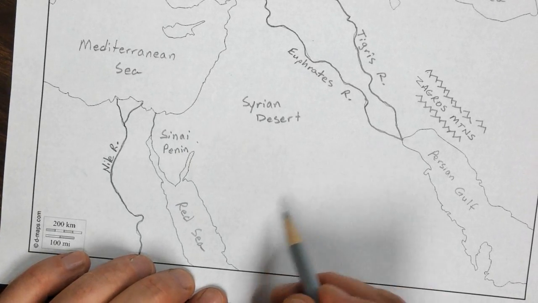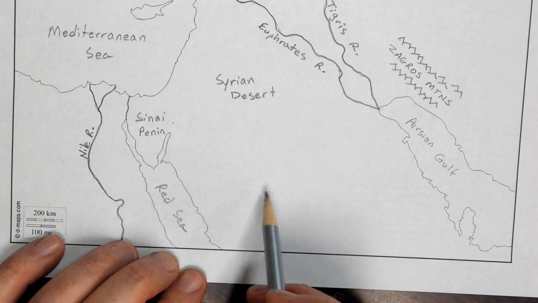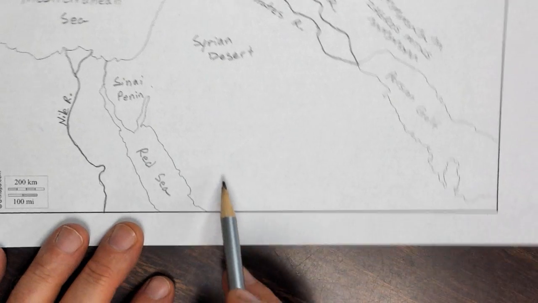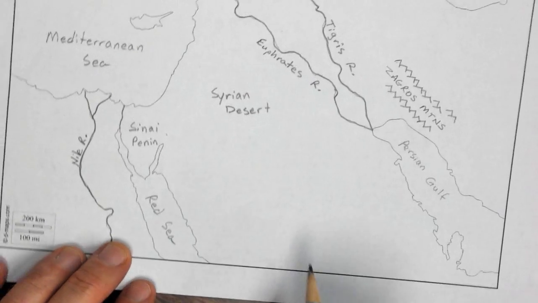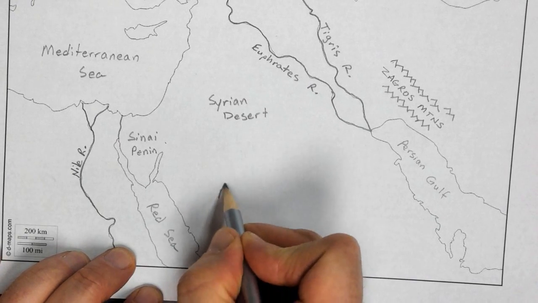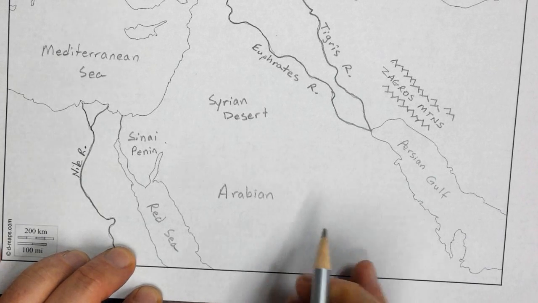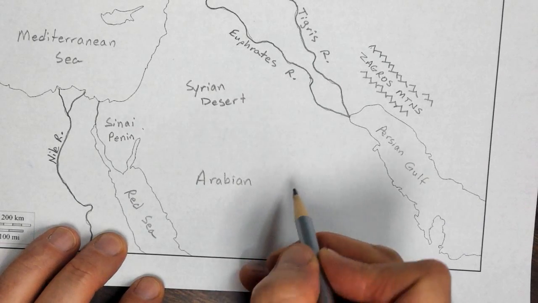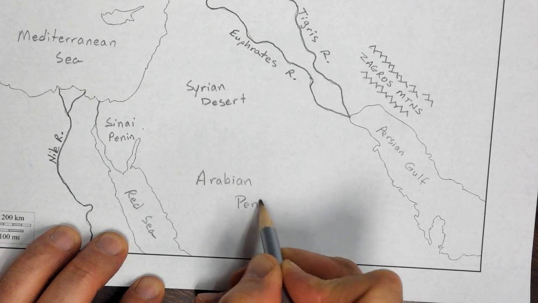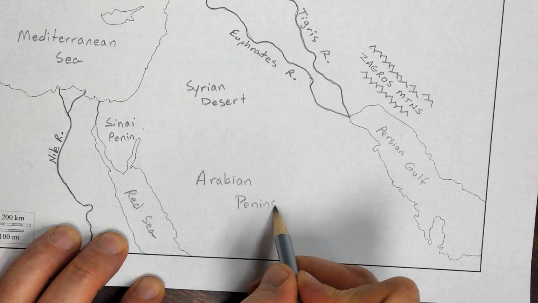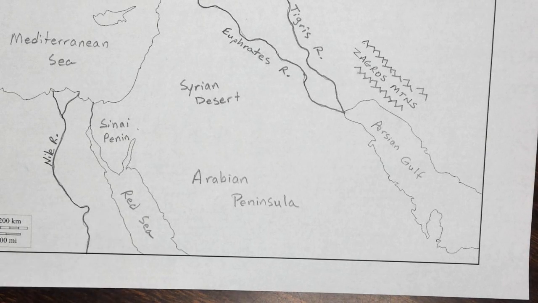And then this big piece of land is called the Arabian Peninsula. Now remember, peninsula, surrounded on three sides by water. You just can't see that way out here is water as well. You can't see that, but that's a peninsula. A-R-A-B-I-A-N, Arabian. And let's spell out peninsula this time. P-E-N-I-N-S-U-L-A, Sinai Peninsula.